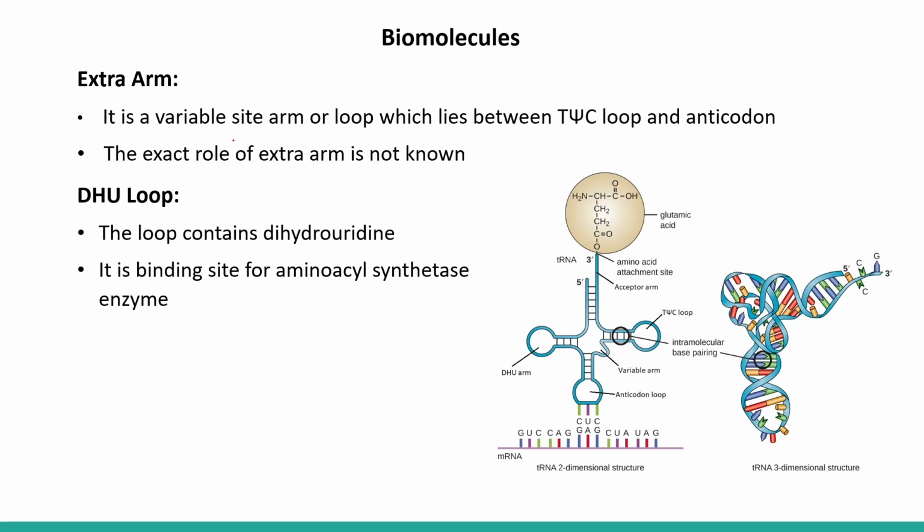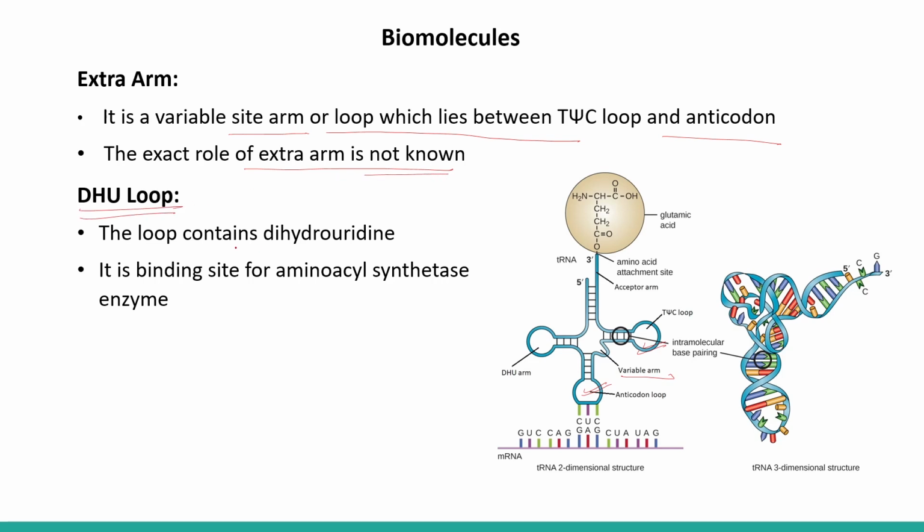Extra arm. It is variable site arm or the loop which lies between the T5C and anticodon. So it is present between the T5C and anticodon. This variable arm, which is also called as an extra arm. The exact role of extra arm till date is not known.